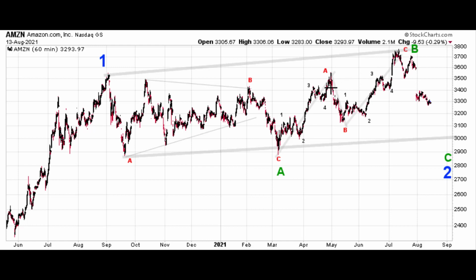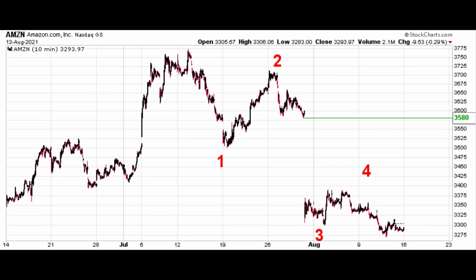Long story short, this is a very clear clue that tells us to consider the entire pullback off the 2020 high an A, B, and C wave down, an incomplete counter trend pullback that's not yet over. This means Amazon remains bullish overall, but we need to be concerned about the possibility of lower prices in the near term before it turns back up. So let's go ahead and zoom in. I just want to look at the price action off of July's high here to see what's going on.